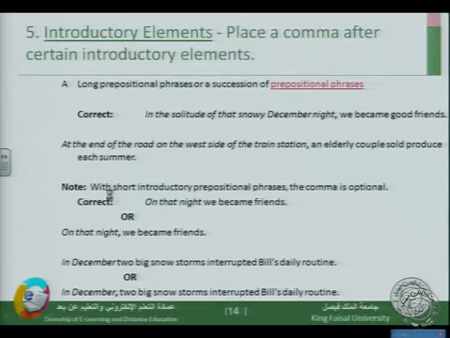Also, introductory elements. We place a comma after certain introductory elements, such as long prepositional phrases or a succession of prepositional phrases. If we have prepositional phrases, or a series of them in succession, for example: in the solitude of that snowy December night we became good friends.